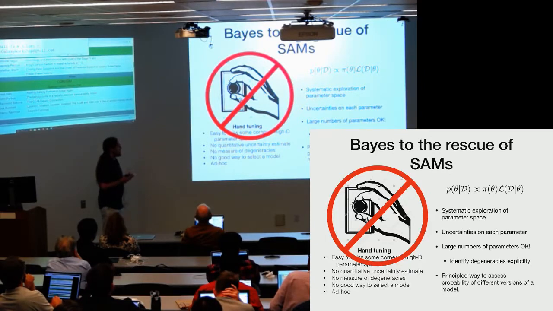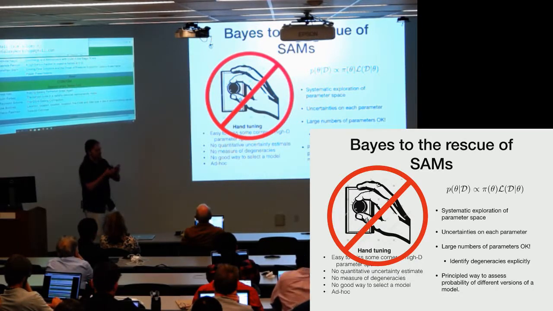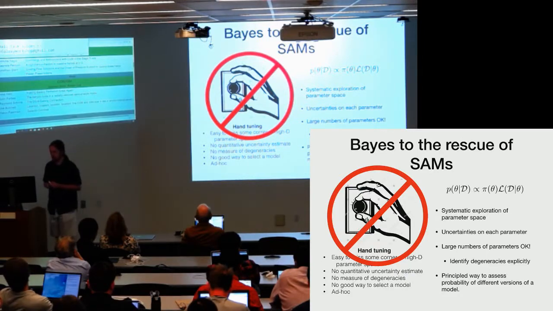the Bayesian approach is a good way to go, because you can systematically explore the parameter space, you get these uncertainties, and importantly, large numbers of parameters are actually in principle okay, at least. So you can keep on adding parameters, and then at the end, you see which ones are actually degenerate. And there isn't really a huge penalty to doing that. And there are also principled ways to assess different versions of these models.